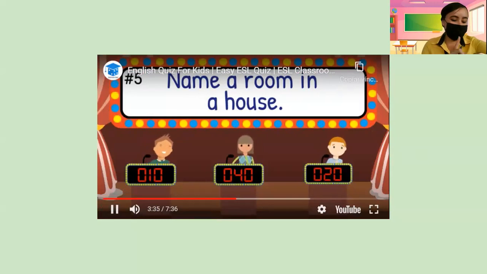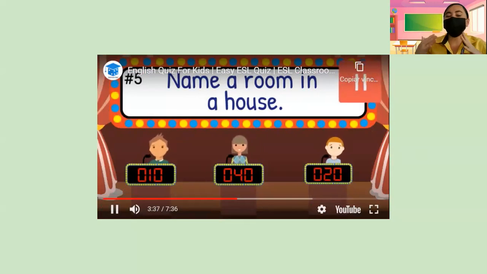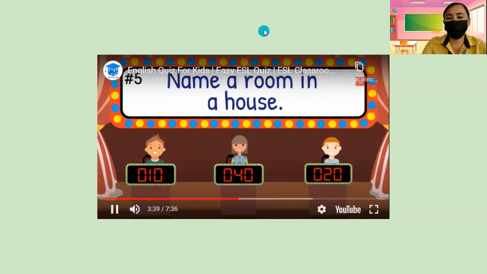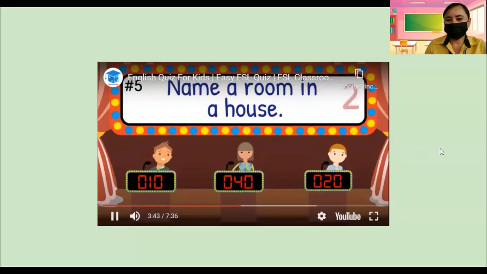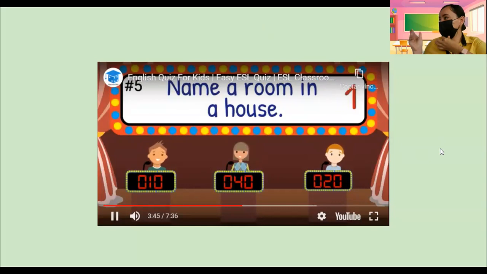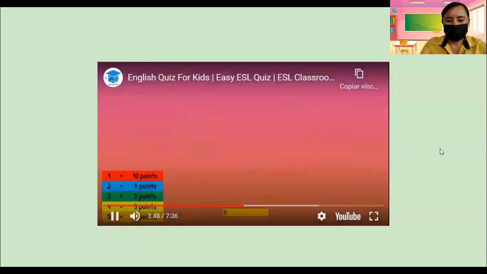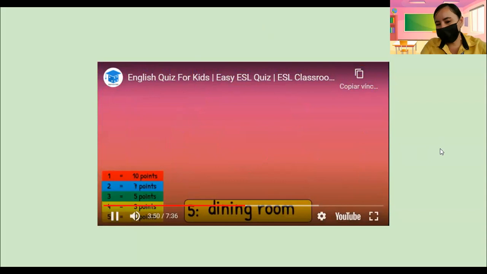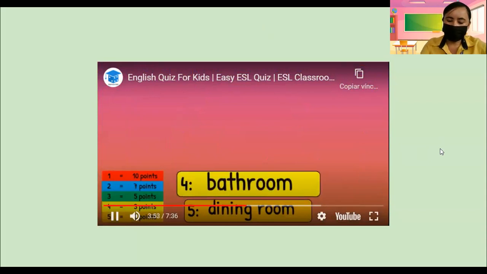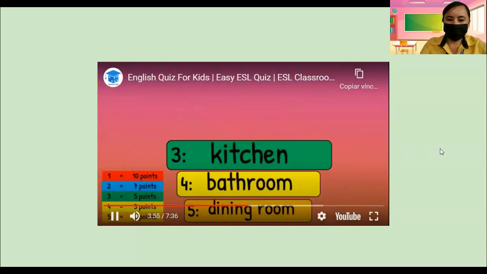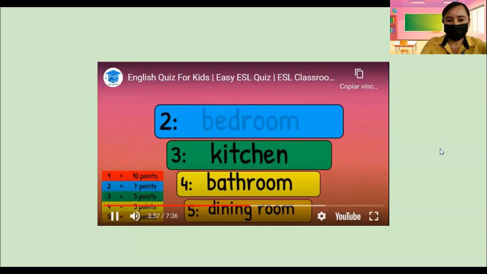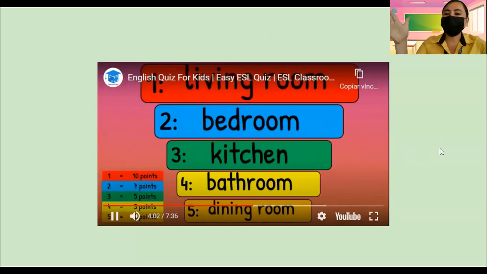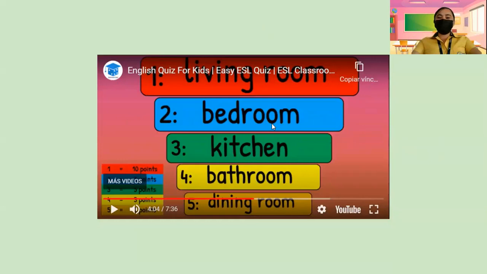This is the last one because we don't have enough time. Name a room in a house. Kitchen. Okay. Living room. Bedroom. Dining room. Bathroom. Kitchen is in the top 3. Bedroom. And in the top 1 is living room. If you say living room, you win 10 points.